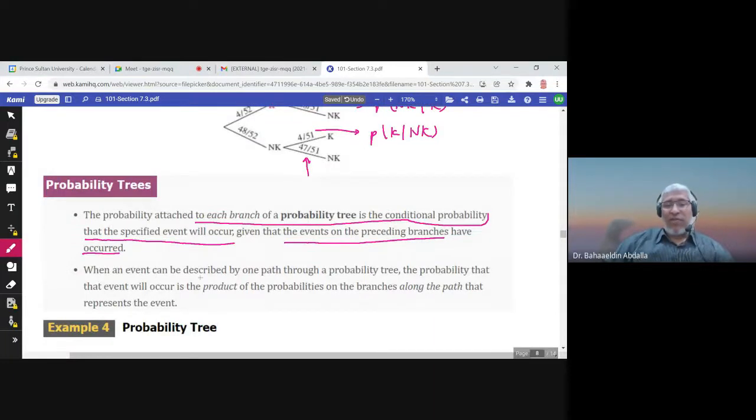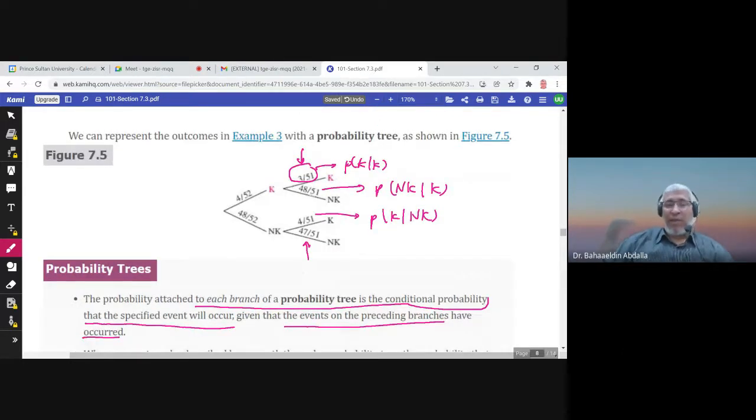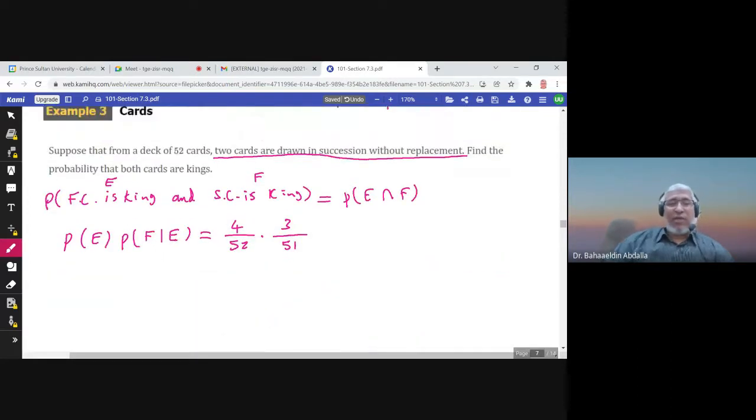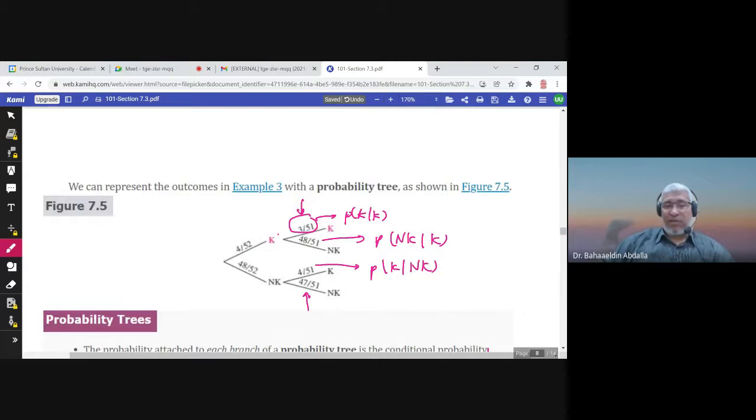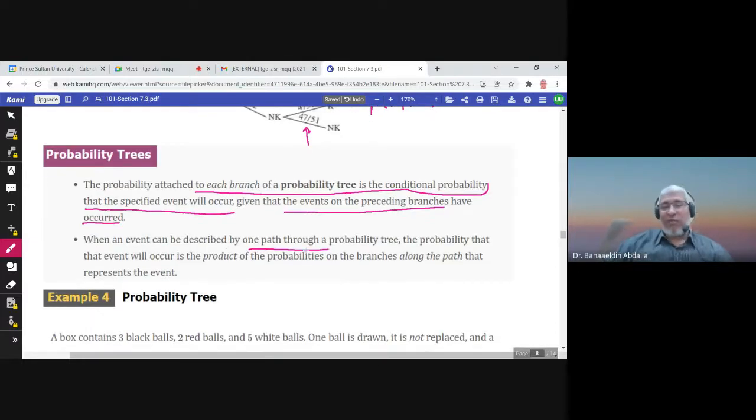Well, when an event can be described by one path, means king and king. Okay, so he said what? He said first is a king and the second is a king. So first is king, this is the first, and second is king. So this is one path. He needs king, king. So this event, how to find its probability? The probability that the event will occur is the product of the probabilities on the branches along the path.